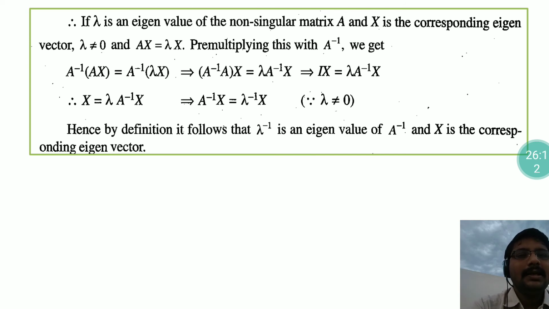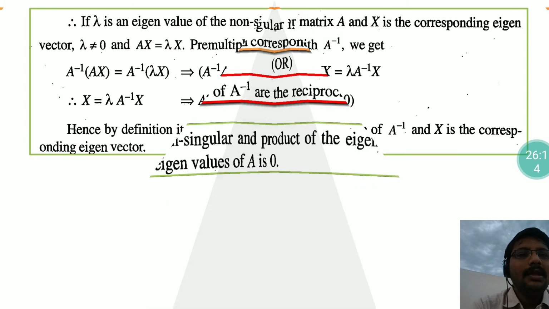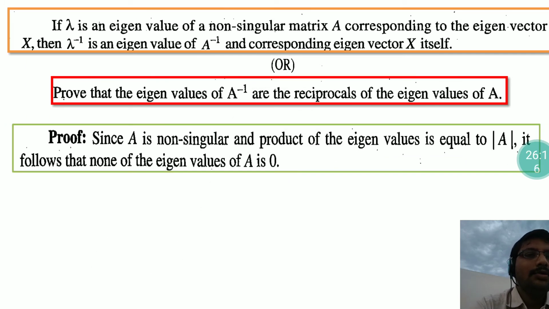So once again the theorem is, if lambda is an eigenvalue of A, then lambda inverse is an eigenvalue of A inverse. To prove this, we take a non-singular matrix A, and the product of eigenvalues is equal to the determinant of A. It follows that none of the eigenvalues of A is 0. That is, lambda cannot be 0. So here lambda is an eigenvalue of A.